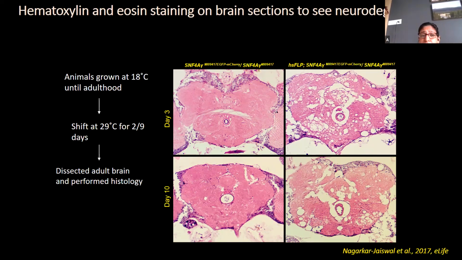So I used one of the mimic lines and created another fly stock where you could actually flip it to tag the gene, and also flip it back to make a mutant. But yes, it is based on mimic. So it's for conditional gene knockouts in adult flies.